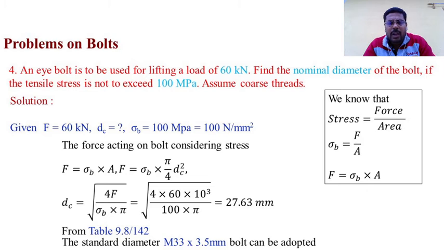Sigma B = 100 megapascal, meaning tensile stress. Megapascal is the same as 100 Newton per mm square. We know that stress is equal to force by area. Therefore sigma B = force by area, so F = sigma B into A. This is the force acting on the bolt considering the stress. F = sigma B into A.